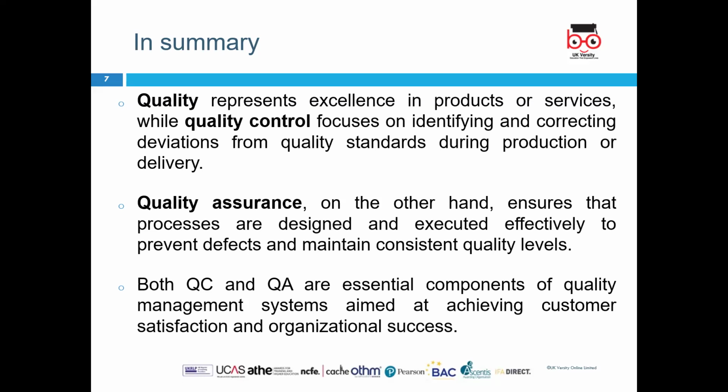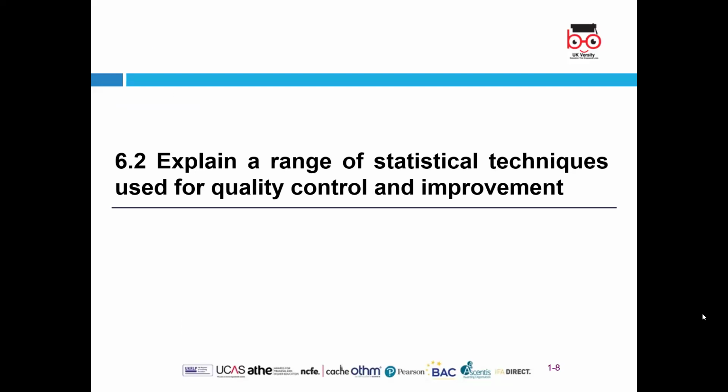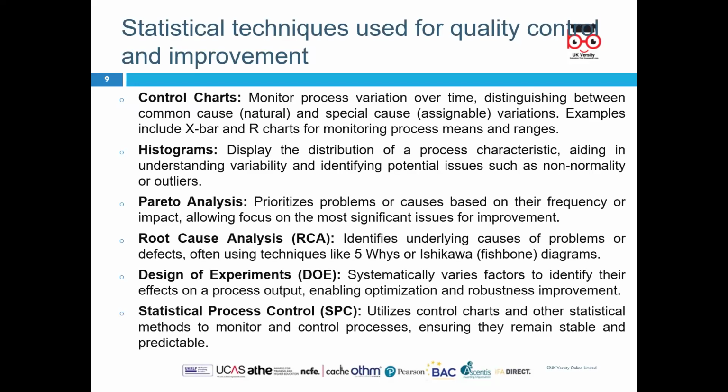So basically, quality parameters are aimed at meeting the benchmarks or exceeding the quality of the products that are already there in the market. And the ultimate goal obviously is to enhance customer satisfaction and contribute towards organizational success in terms of profitability. So next, we look into a range of statistical techniques used for quality control and improvement. So there are certain statistical techniques which are used for quality control and improvement.